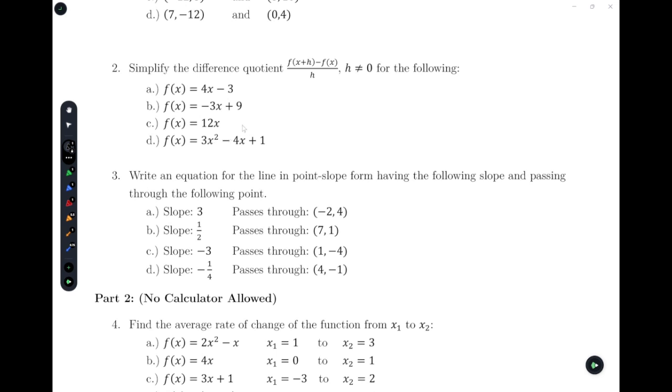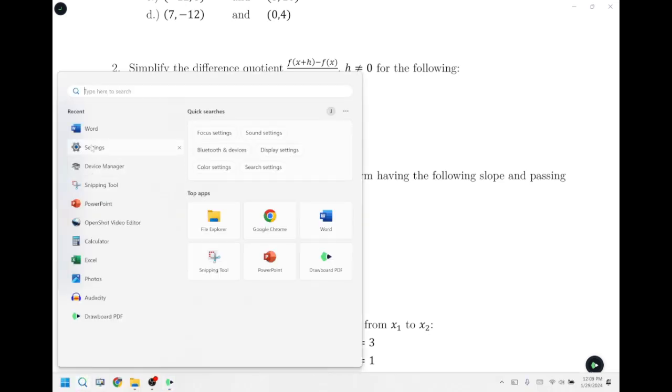Let's do the... I guess we should do D because it's the hardest. Right, the other ones are the same exact type of problem, just slightly easier.